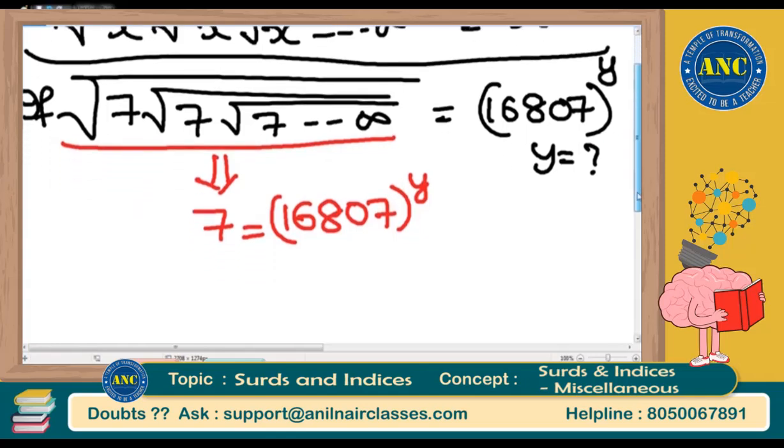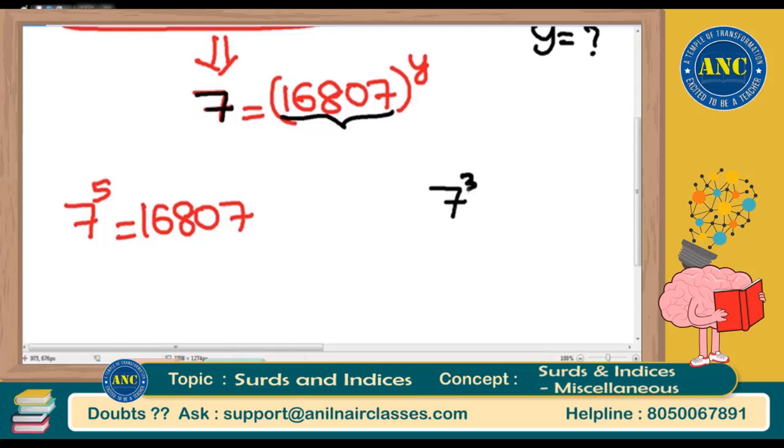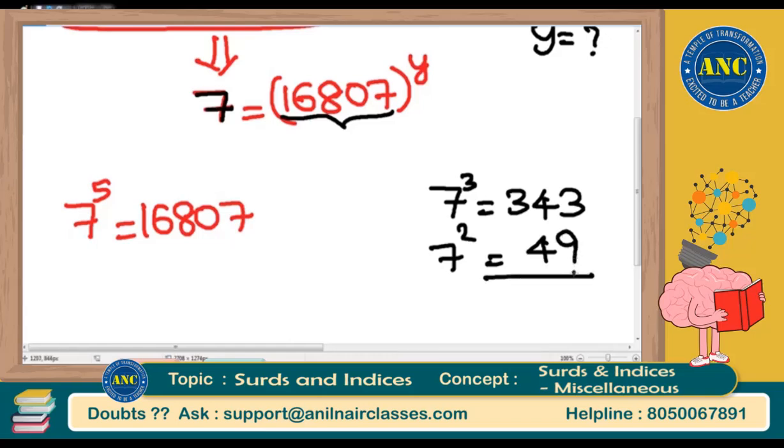Now, 16807, you should know it as 7 power 5. Sir, how will we know that 16807 is 7 power 5, sir? Try it out, because here the base is 7. This also should be base 7. That kind of numbers only they will give definitely. Try it out. 7 cube is 343. 7 square is 49. Just by unit digit or digital sum concept, I will make sure that 7 power 5 is 16807.